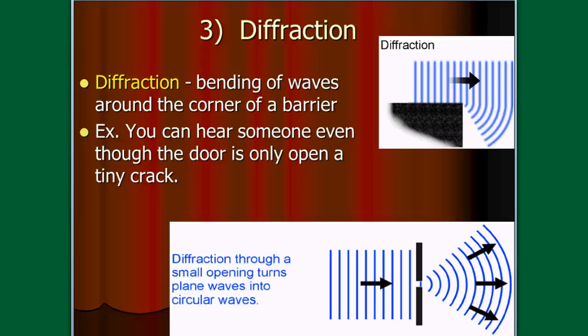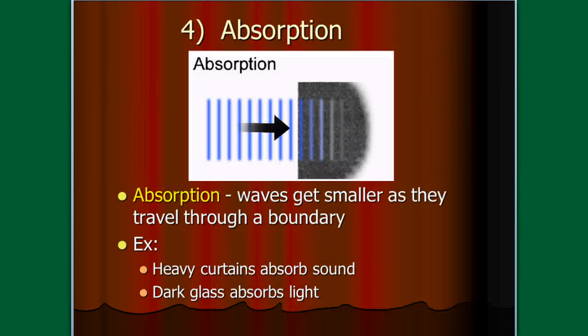So we had reflection is bouncing. Refraction is the bending of light waves as you cross from one medium to another. Diffraction is the bending of a wave as it goes around a corner of a barrier. So we're not changing mediums here. The last one is simple.